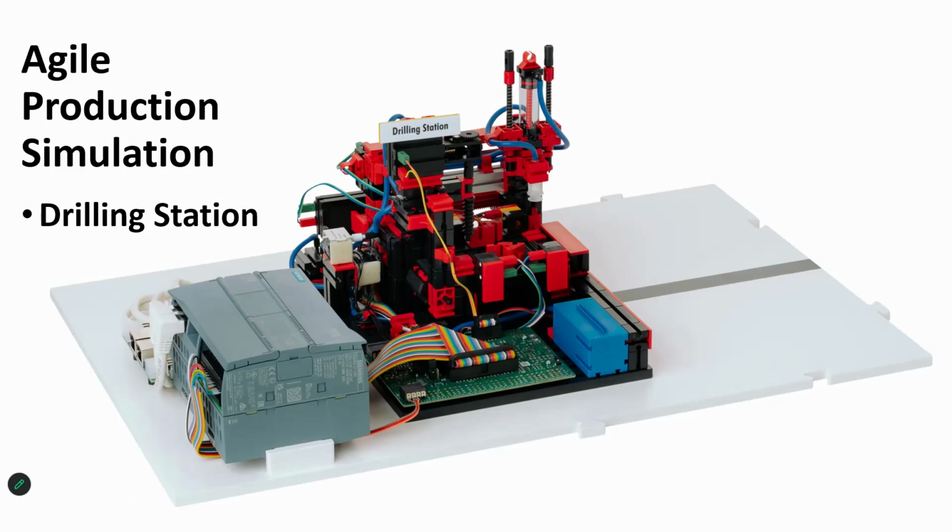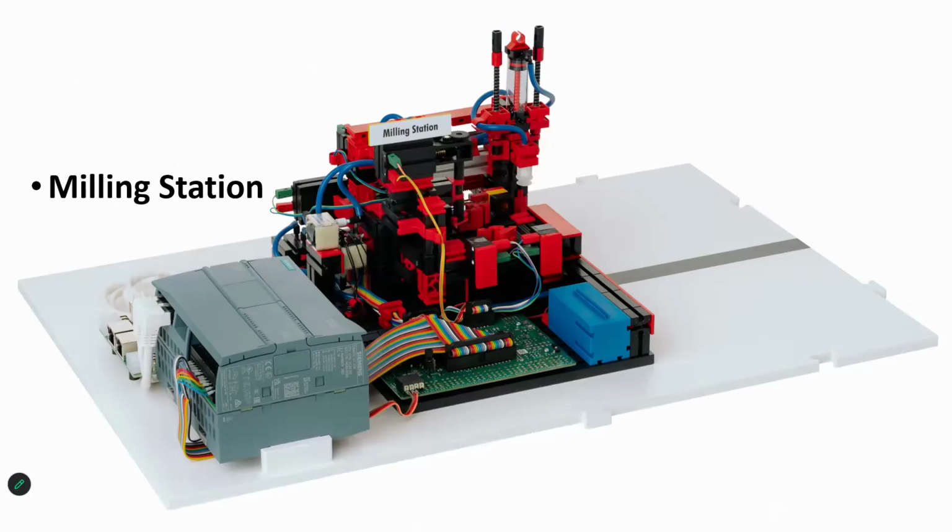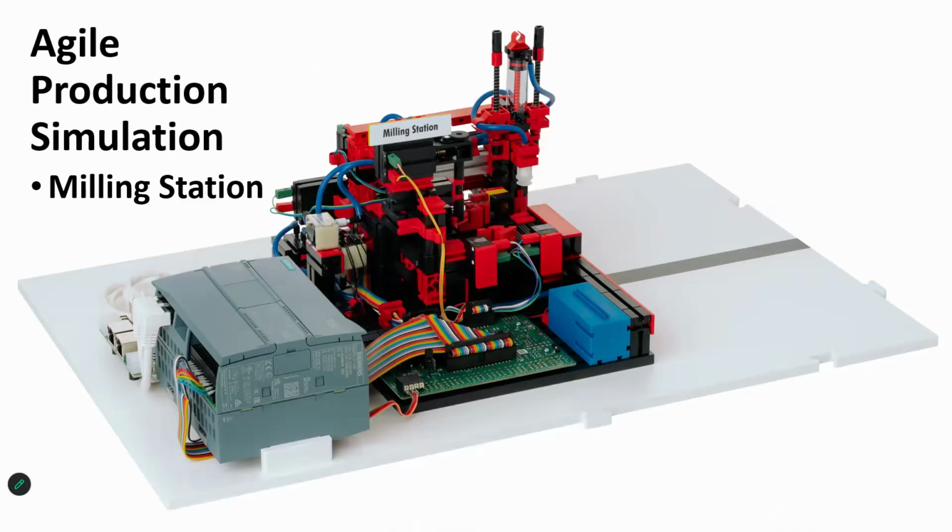It has its own vacuum gripper that's used to place the workpiece from the AGV onto a conveyor belt from where it is transported under the drilling head over here. Now, after the simulated drilling process takes place, the workpiece is transported back on the conveyor to the gripper, and then the gripper places it back onto the AGV, the automated guided vehicle. And this would take it to the next station, which is the milling station.